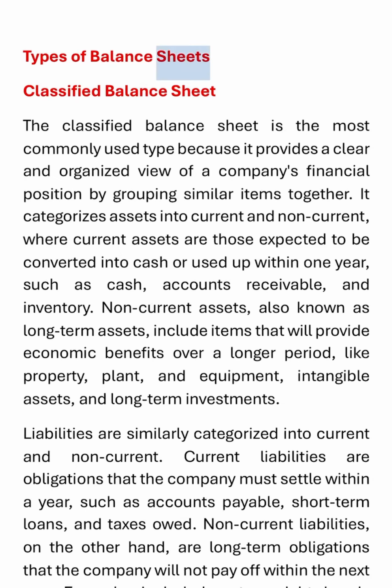Types of balance sheets. Classified balance sheet. The classified balance sheet is the most commonly used type because it provides a clear and organized view of a company's financial position by grouping similar items together. It categorizes assets into current and non-current, where current assets are those expected to be converted into cash or used up within 1 year, such as cash, accounts receivable, and inventory.